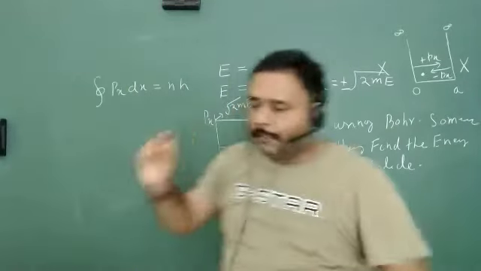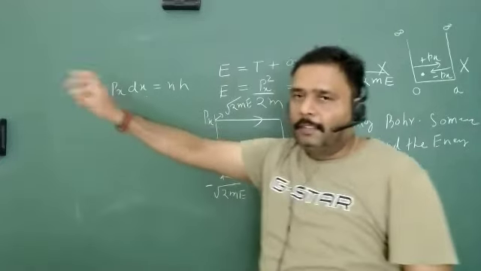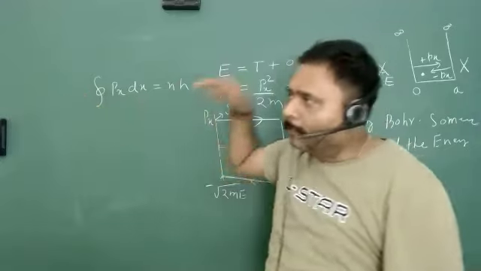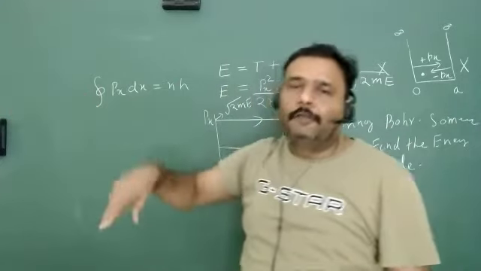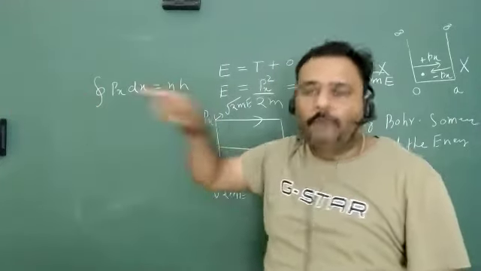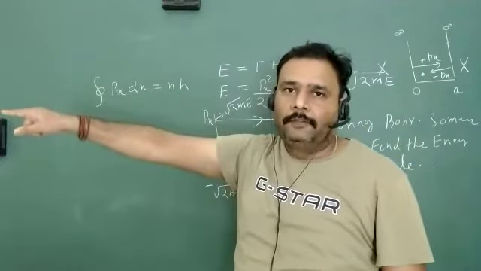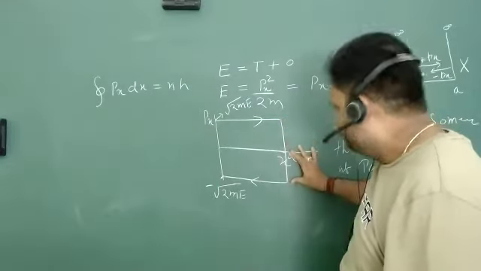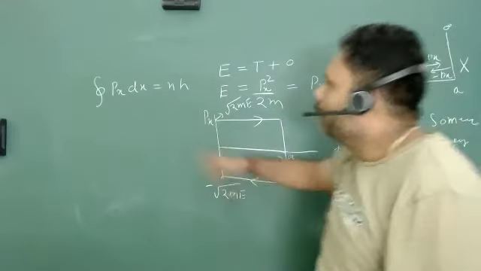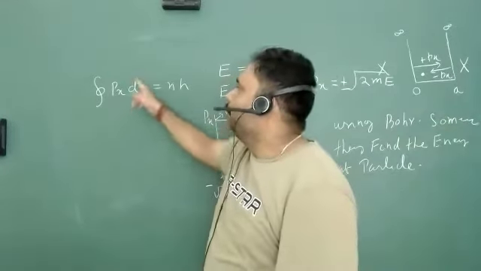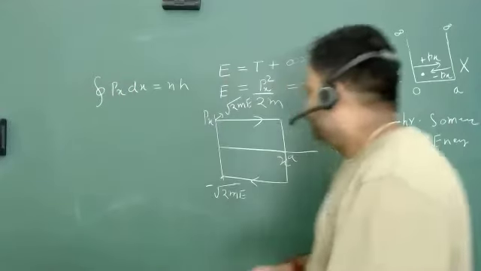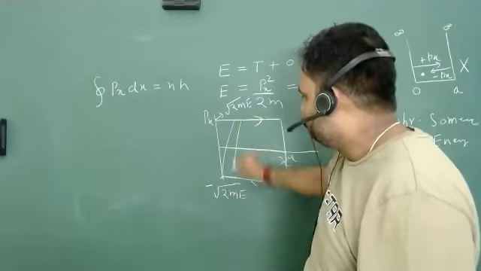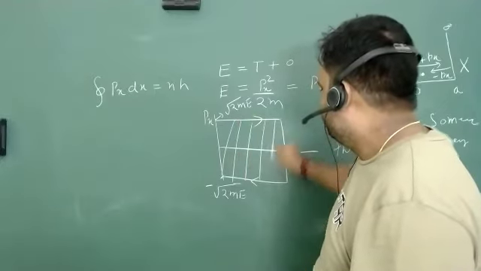If you throw a ball at the wall with momentum p, after the collision what will be the change in momentum? 2 times whatever momentum you sent. So this is px and this is 2px. If you calculate the area under the closed curve of p dx, what will this area be? This is nothing but the area of what?